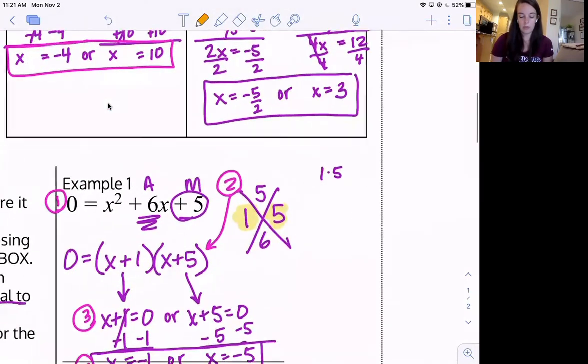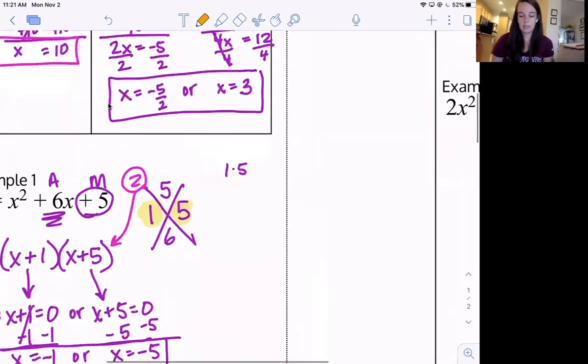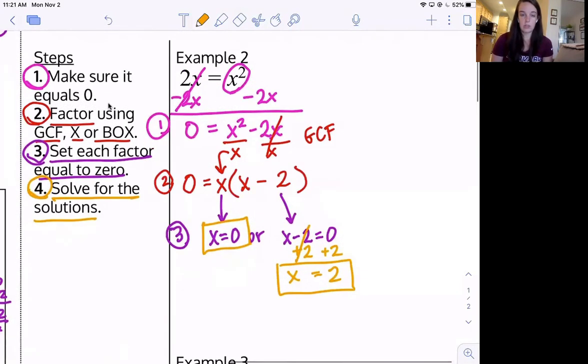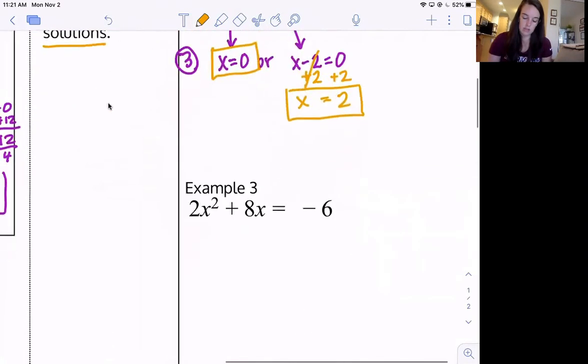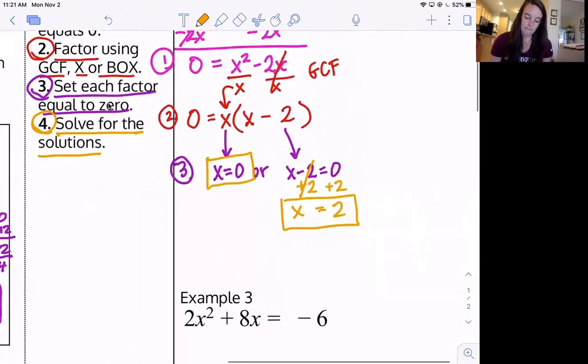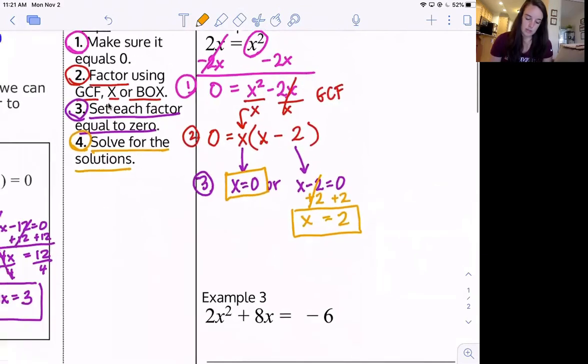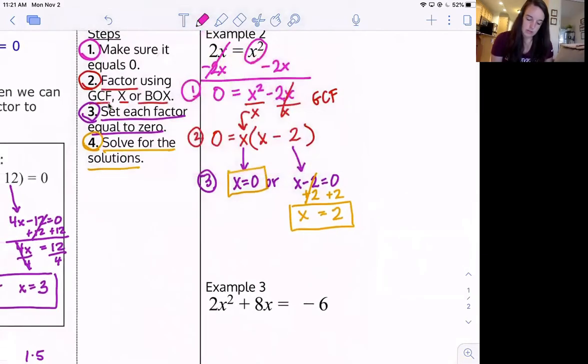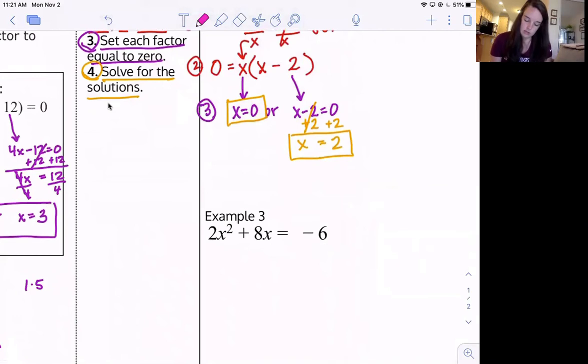So example 1, we used the x factor. Example 2, we used the GCF. Let's look at example 3. So for example 3, I'll use these same steps. So step 1, make sure it equals 0. So I see it doesn't equal 0. So I'm going to go ahead and set it equal to 0.